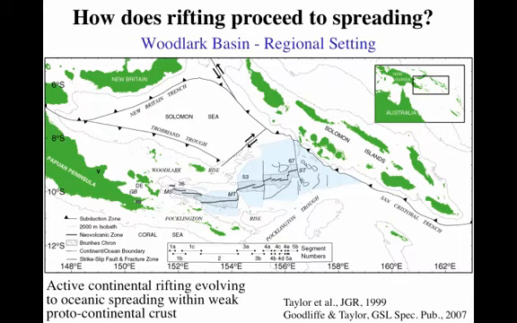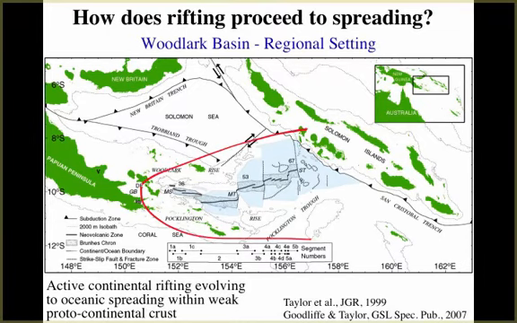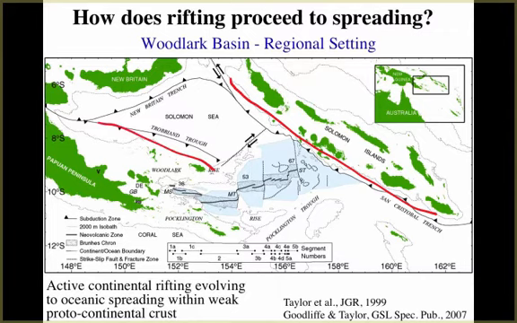So this blue area is the region that I'll show you in the next diagrams. This is surrounded by several subduction zones beneath the Solomon Islands, beneath the Papua New Guinea and New Britain. So it's a complex tectonic setting where this is all ongoing, but we have evidence of how these processes evolve from initial rifting to ocean spreading.